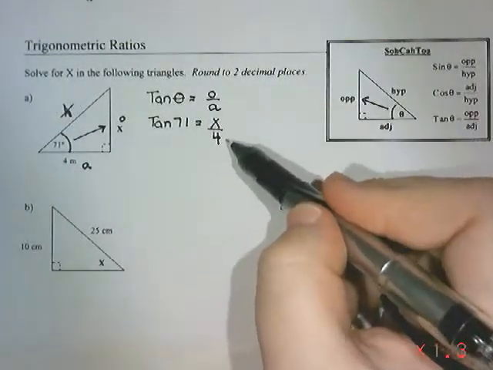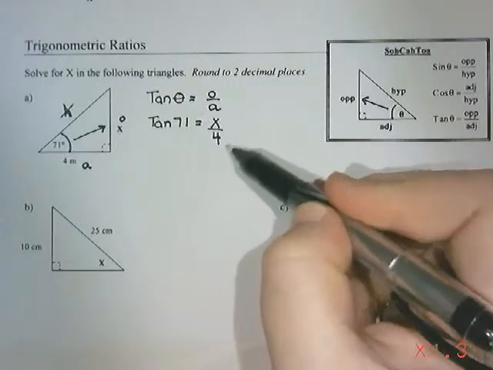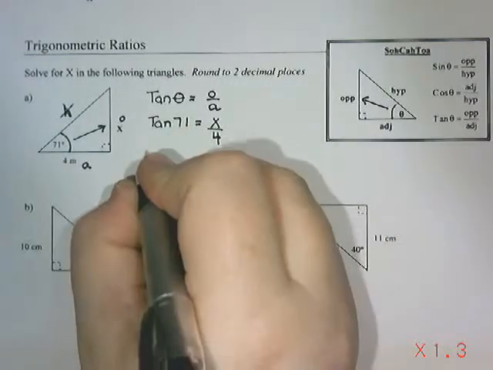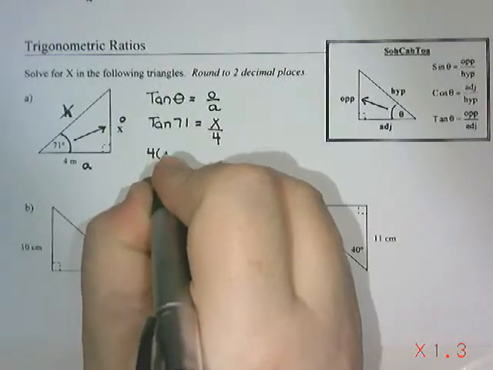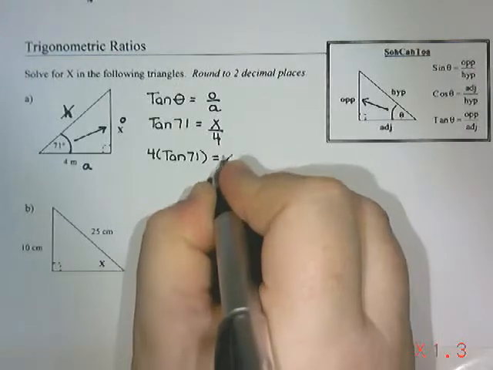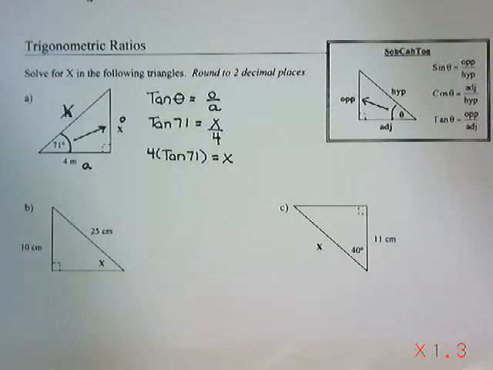To solve for x, I need to get rid of this dividing by 4 by taking it to the other side. So we're going to take it to the other side and multiply. We're going to do 4 times tan of 71 equals x. And then I need to use my calculator.